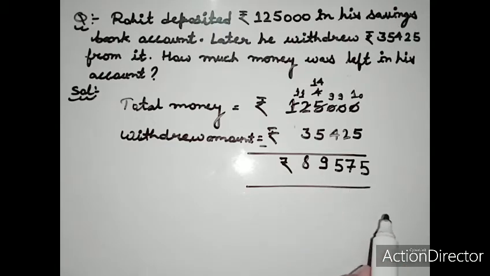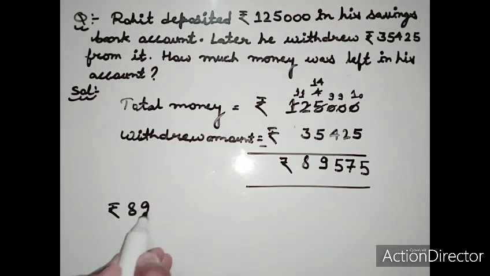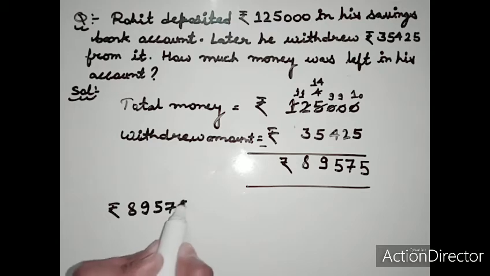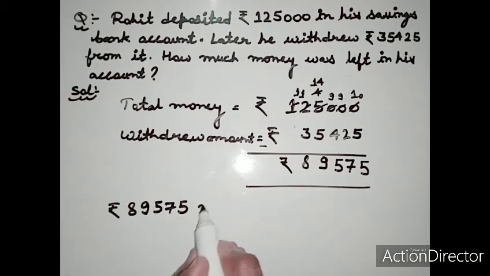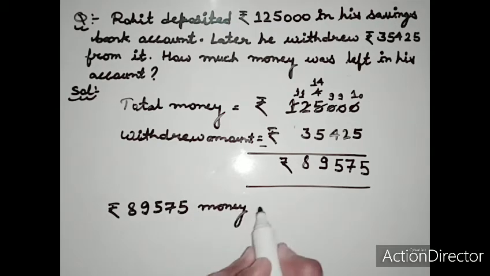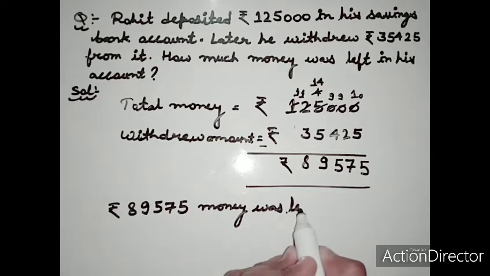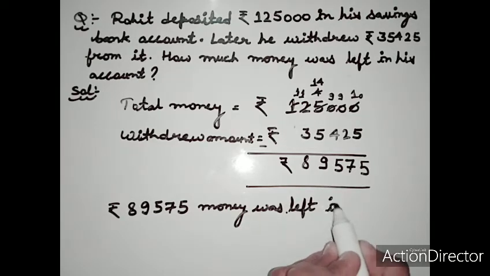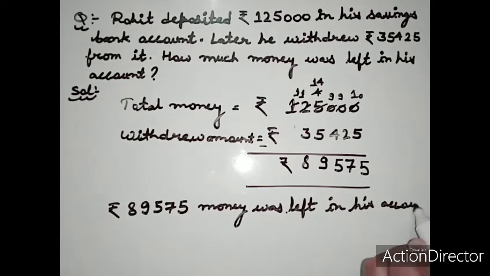So here we get the total left amount 89,575. So here we write rupees 89,575 money was left in his account.